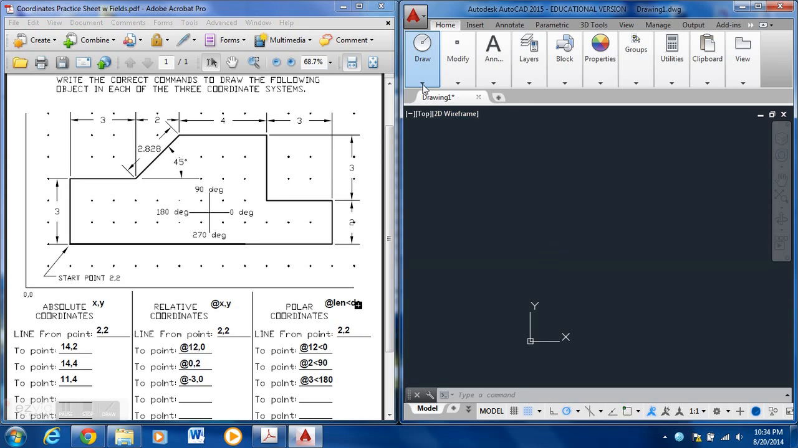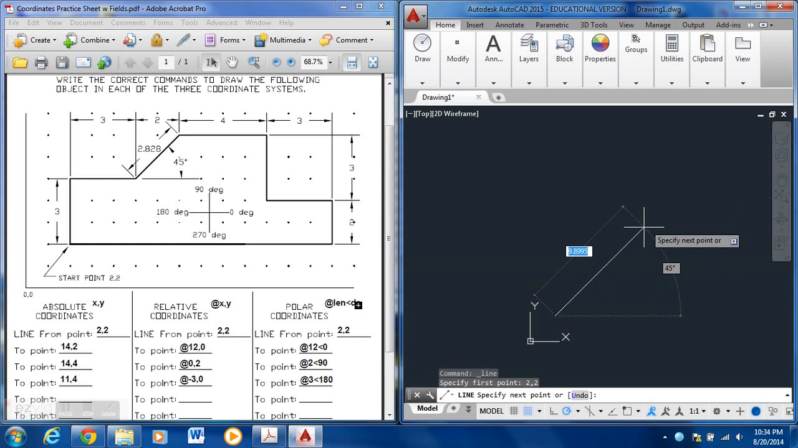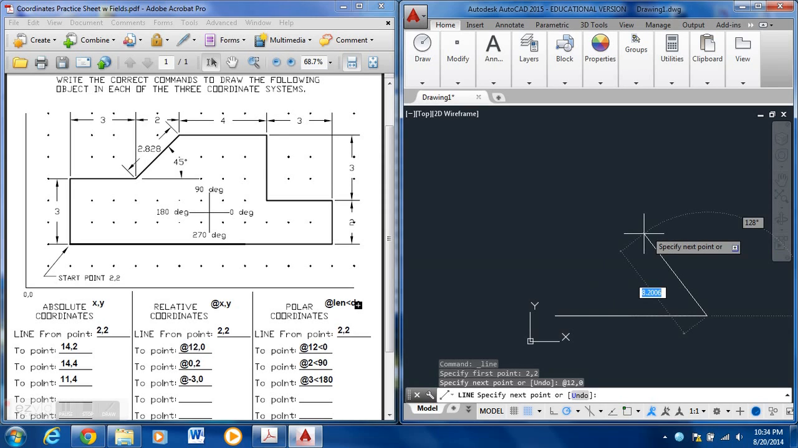First thing I'm going to do is I'm going to pick the line command out of this, and I'm going to type in 2,2 for my start point. And there's the start of my line, and I need to go @12,0. So we're going to hit the @ symbol. We're going to type in 12,0, enter. And there is a 12-inch long line.